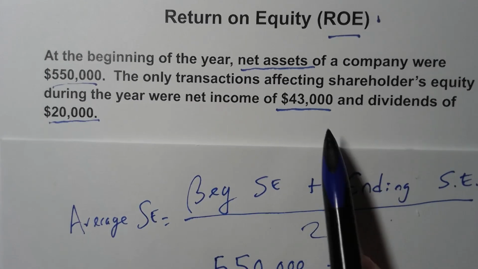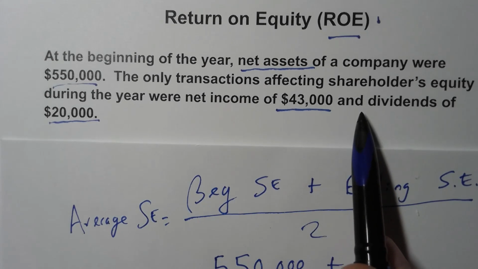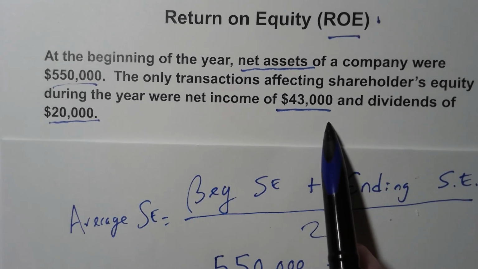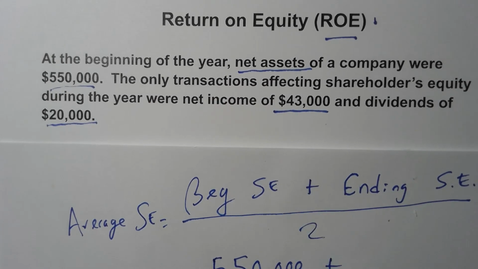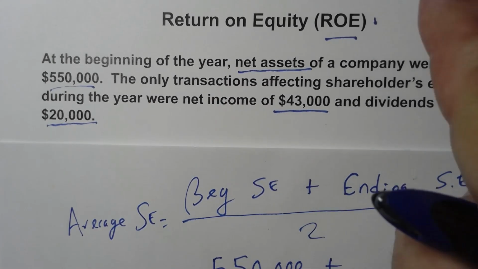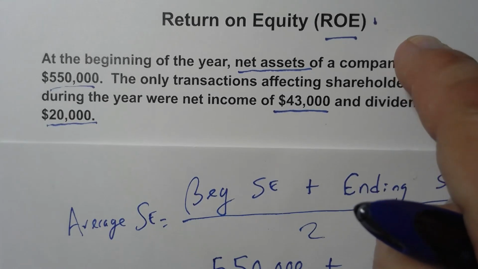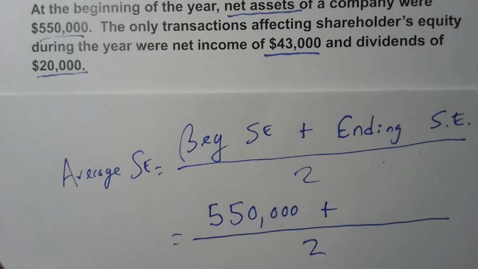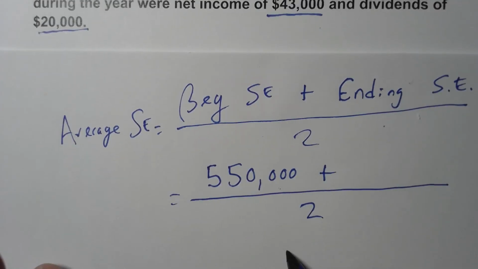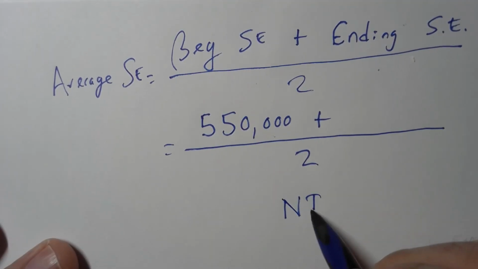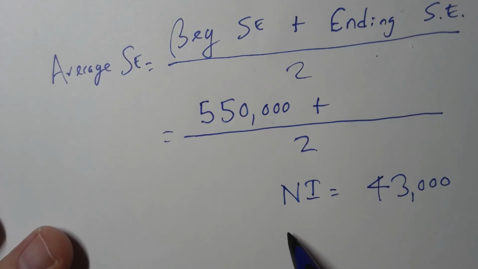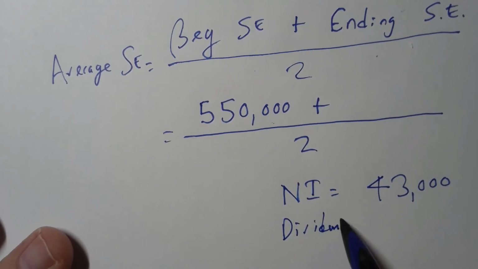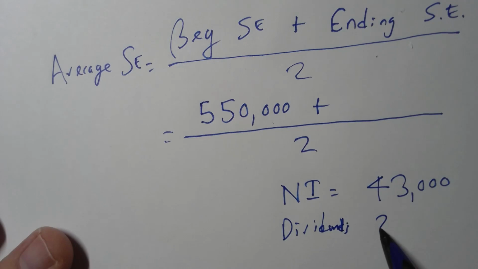Well, we are told that the only transactions affecting shareholders' equity during the year were net income and dividends. And if you want to know how to calculate ending shareholder equity, I have a video right up here that shows you how to do that. But we're going to do it together here anyway. So we have a net income of $43,000, and we're going to subtract from that our dividends, and that's for the year of $20,000.